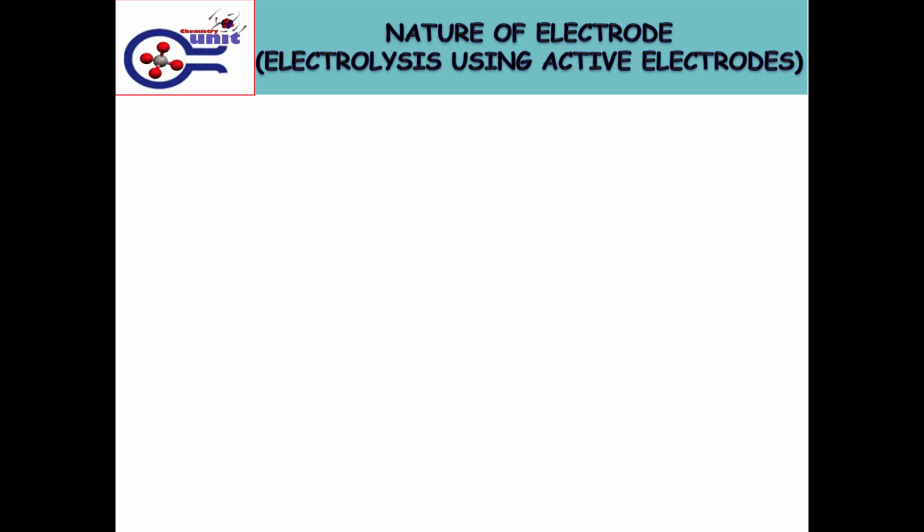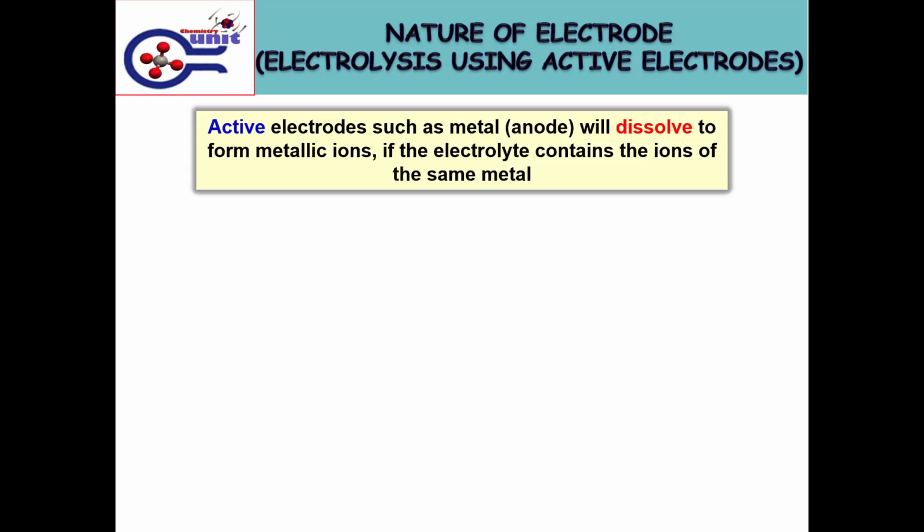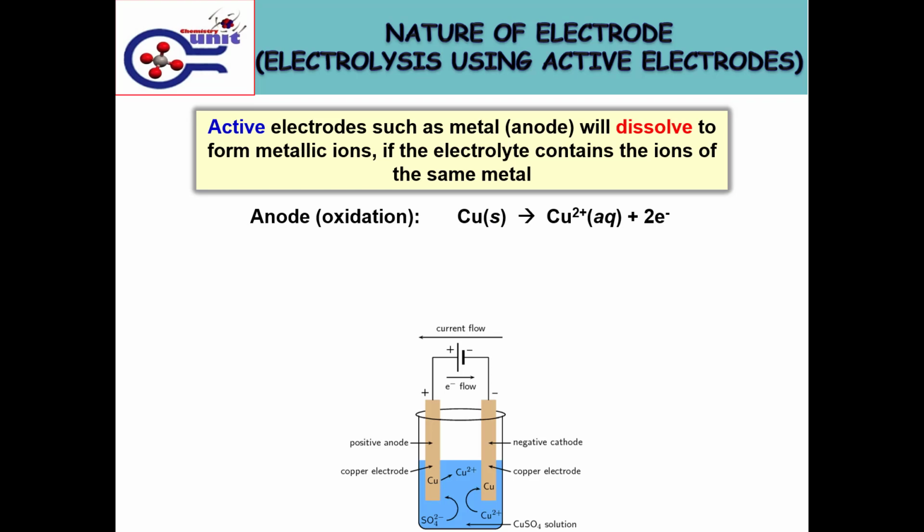Next, the electrolysis of copper sulfate solution using copper electrode, which is an active electrode. With an active electrode, the metal at the anode will dissolve to form metal ions. If the electrolyte contains ions of the same metal, in this case, at the anode, the copper electrode will be oxidized to form copper ion. At the cathode, copper ion will be reduced to form copper solid.